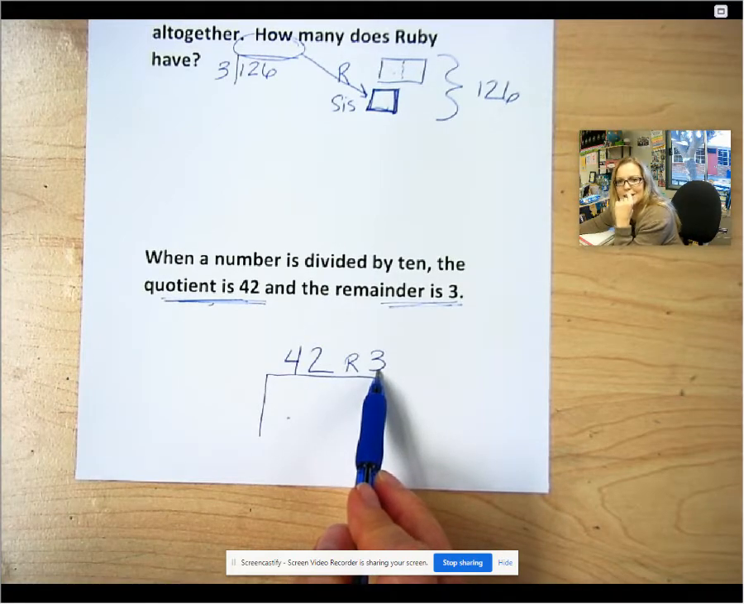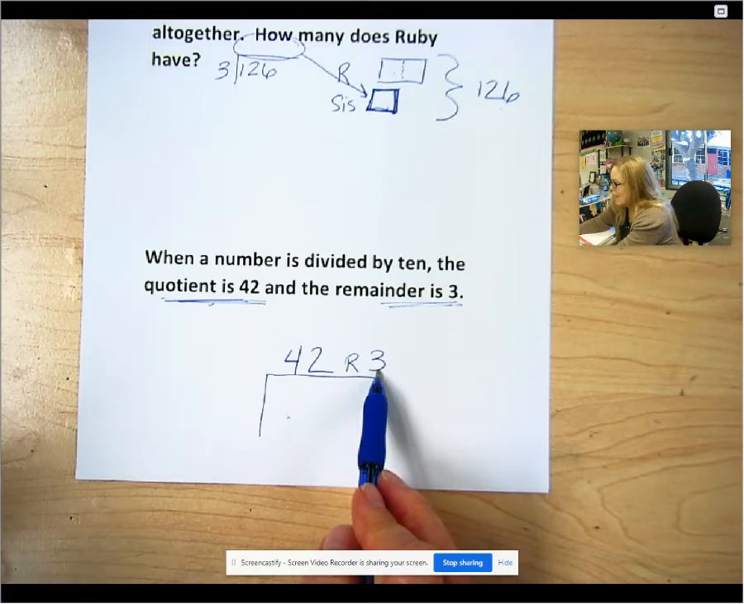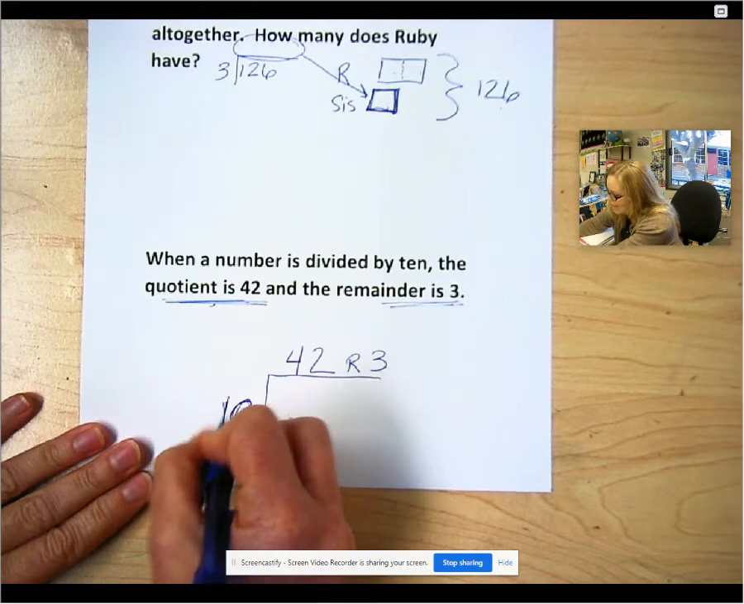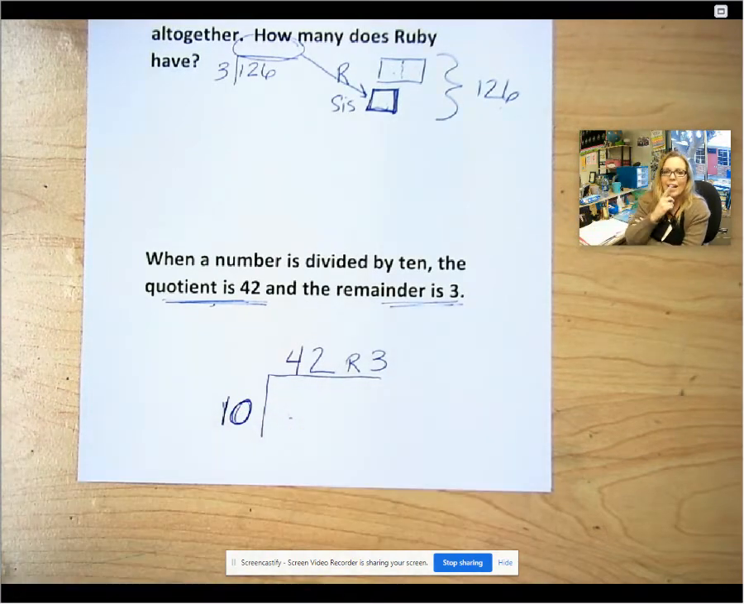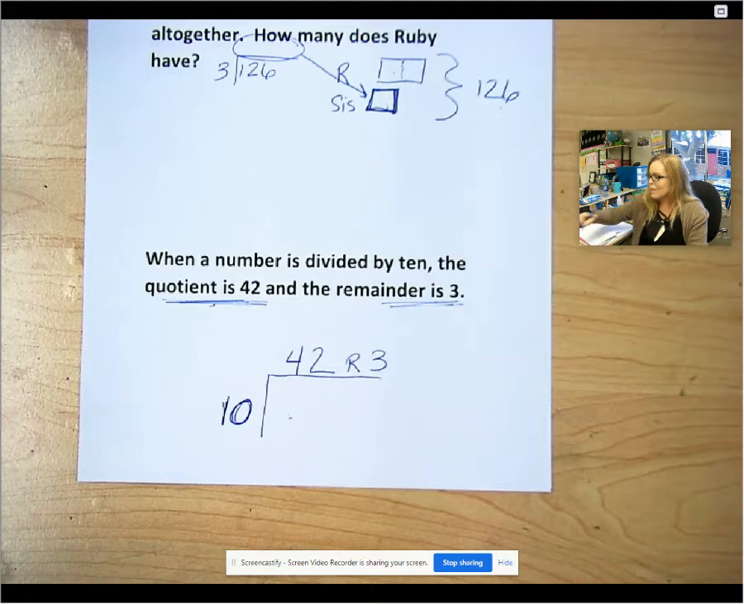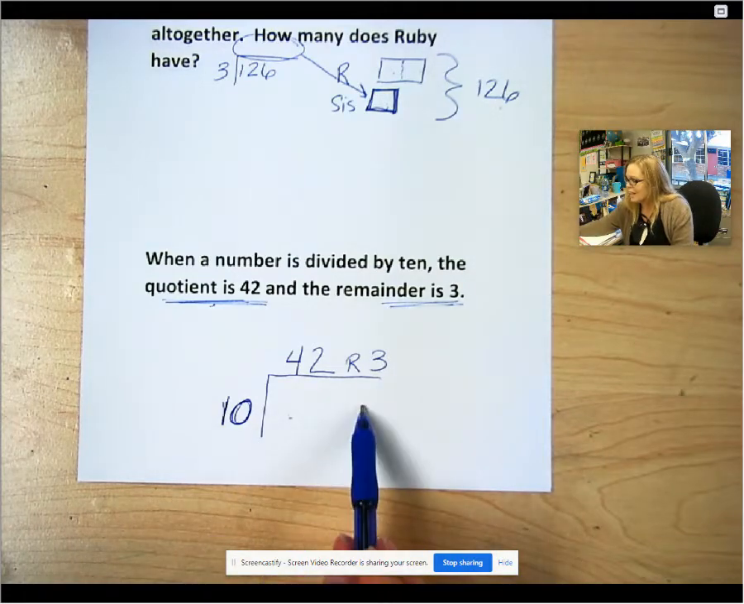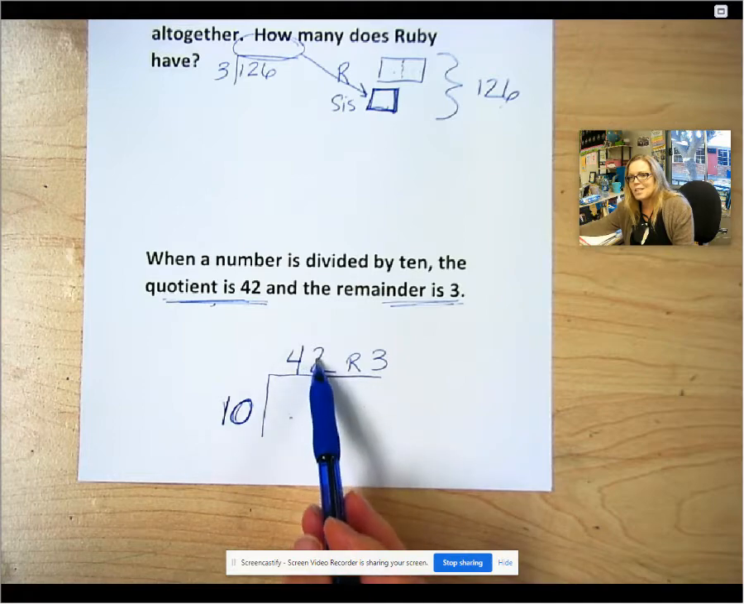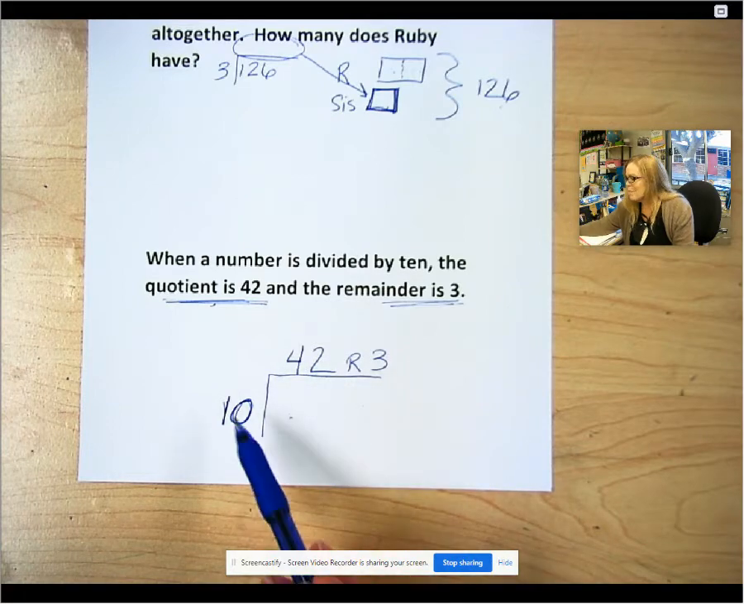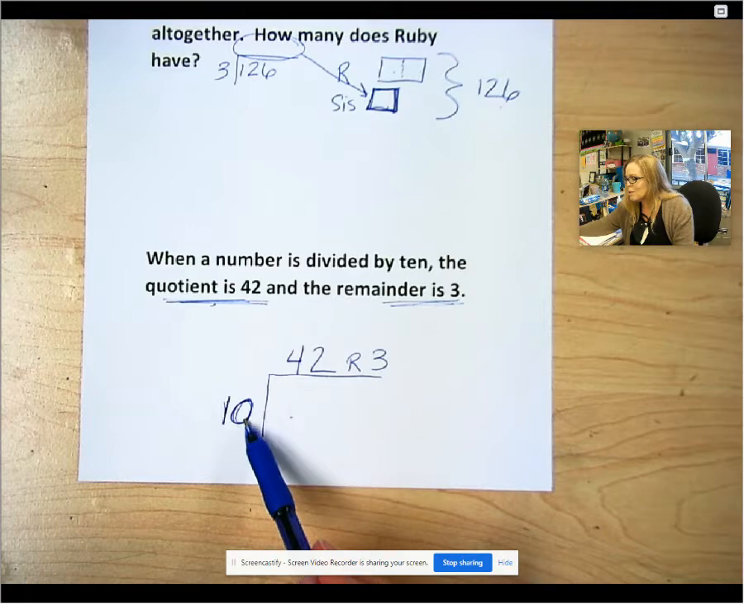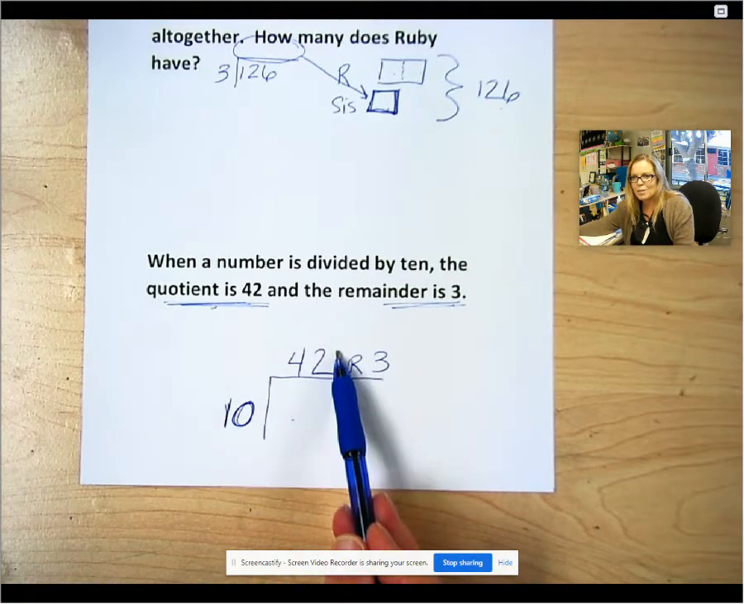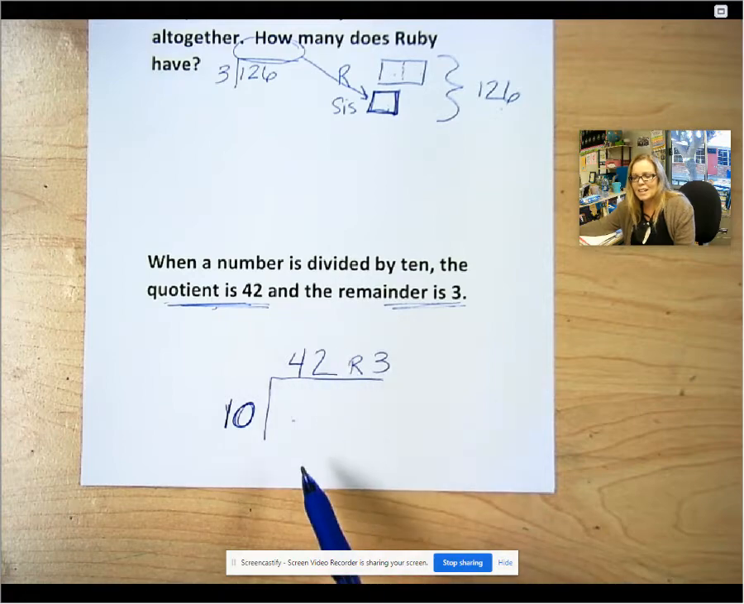When a number is divided by 10, that tells me that my divisor is 10, meaning that's the one doing the work. That's dividing. So what would need to be inside the dividend to get the answer of 42? Think about what we know of multiplying 10 by 42 and what your answer would be.